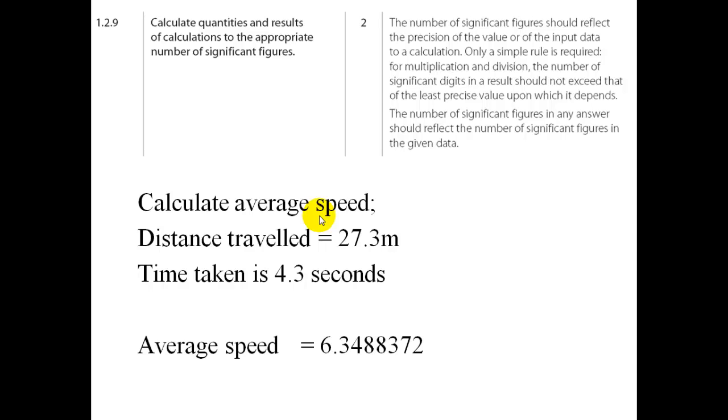6.3488372 meters a second. This is not a true answer. We're suggesting by writing this that we know it to 8 significant figures. It's not true. We can only be as accurate as the least precise value that we have here. The least precise one is 4.3 seconds, which is to 2 significant figures. So our answer can only be to 2 significant figures. 6.3 meters a second.